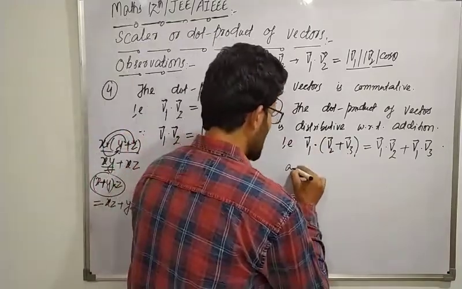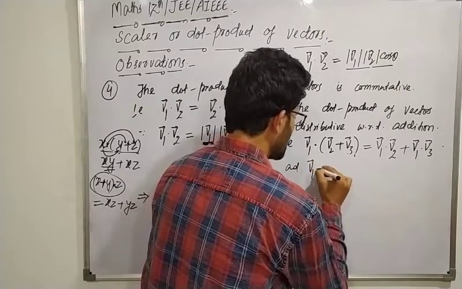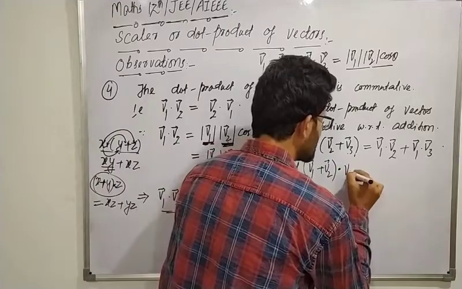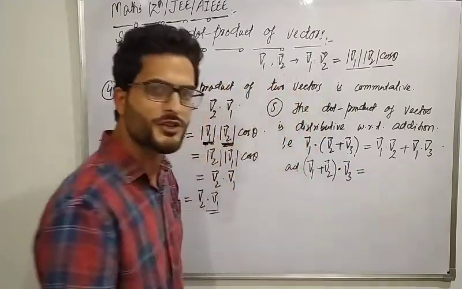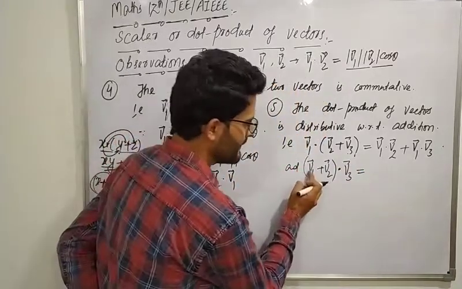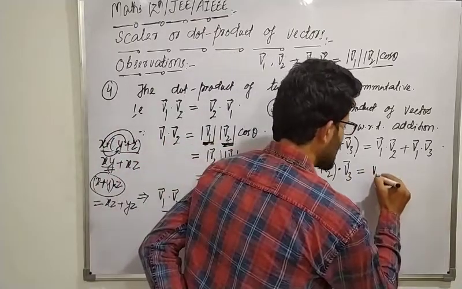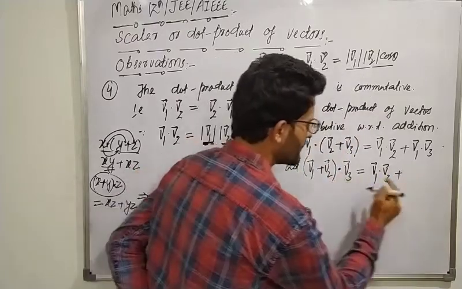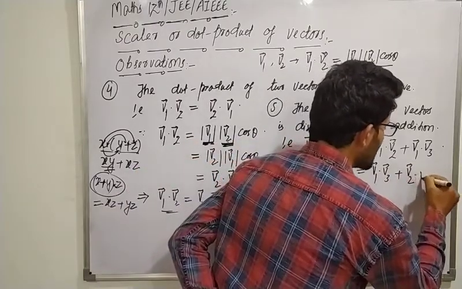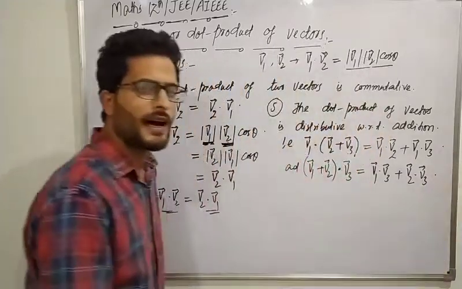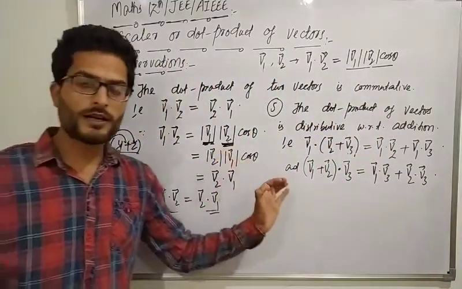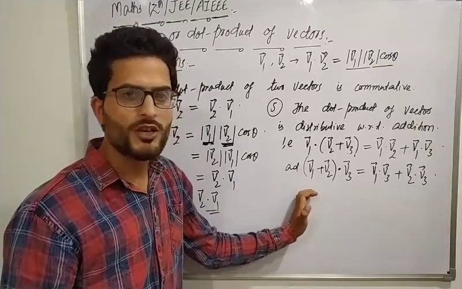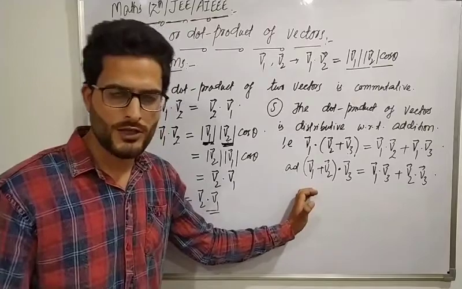That is, if we have (v1 plus v2) dot v3, then here also the distributive property will apply. So what will be the result? v1 dot v3 plus v2 dot v3. That is, the dot product of vectors is distributive over addition. So that was observation fifth regarding the dot product of two vectors.